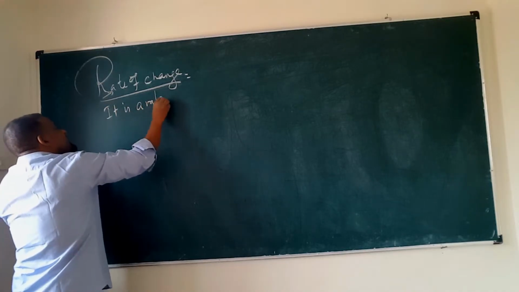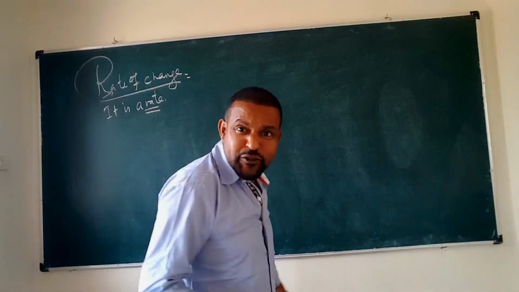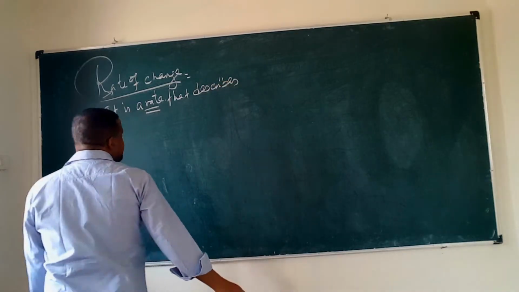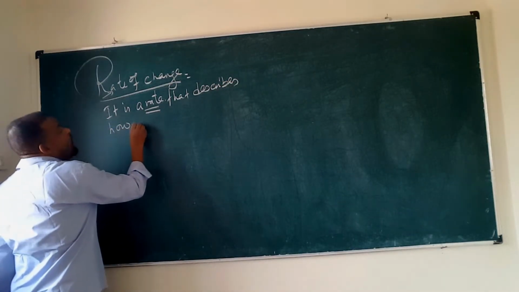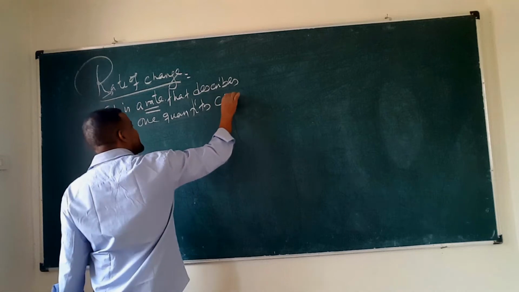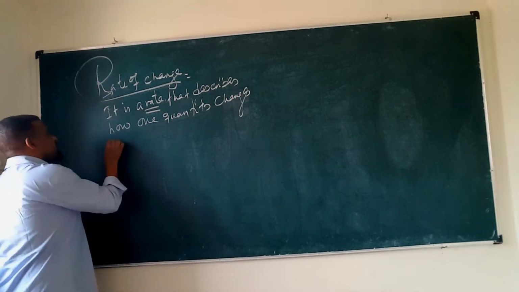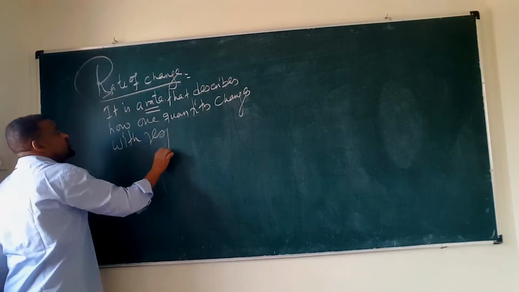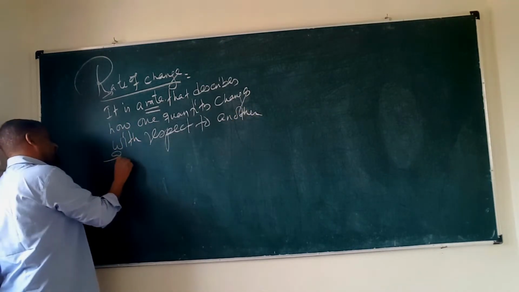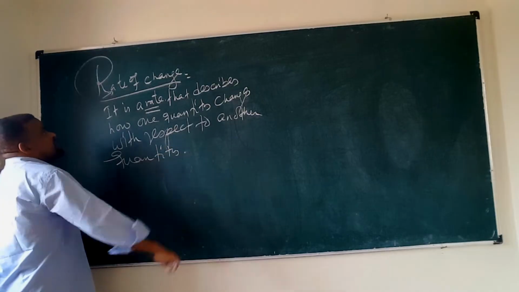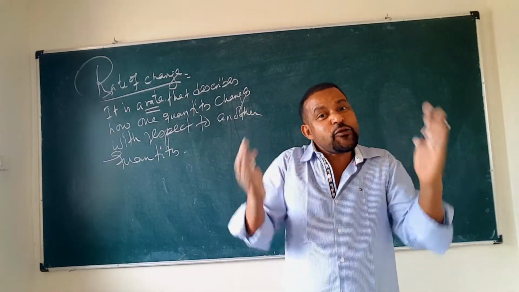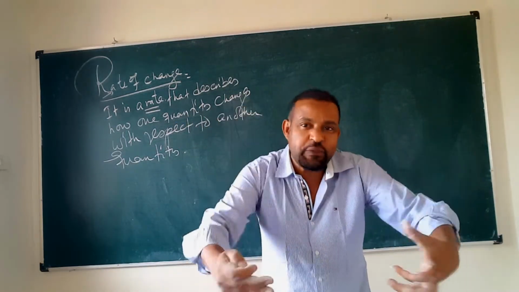It is what? A rate. It is a rate that describes, that shows how one quantity changes with respect to another quantity, right? So rate of change is a rate that describes how one quantity changes with respect to another quantity.